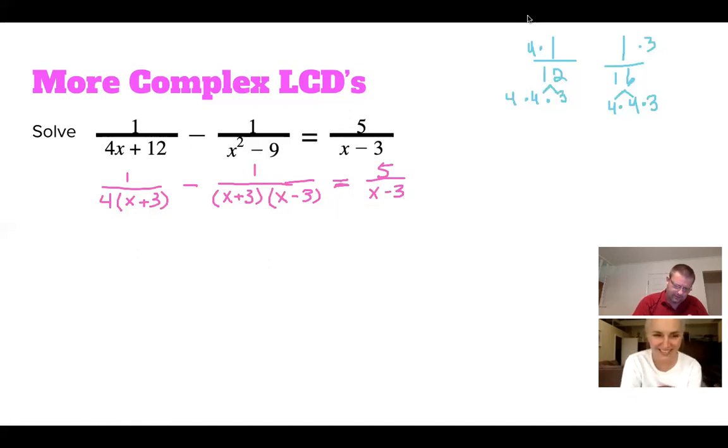So what's missing in the first one is an x minus 3. And an x minus 3. All right, what's missing in the second fraction? 4. So I need a 4 here. And as we're deciding this, guys, we're deciding this based on what's in the denominator only. We want to make those denominators exactly the same. So I need a 4 and an x plus 3.